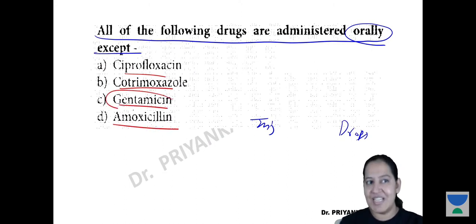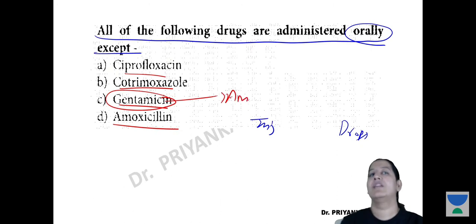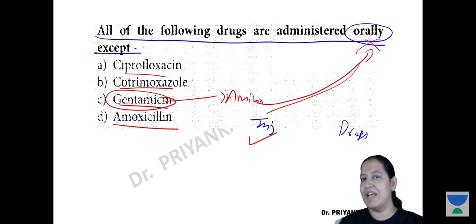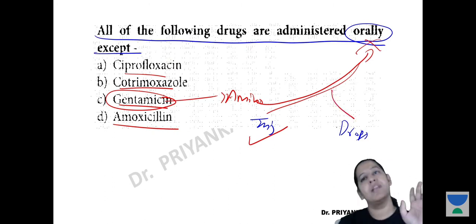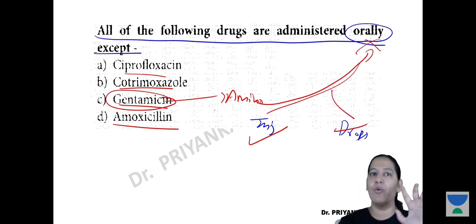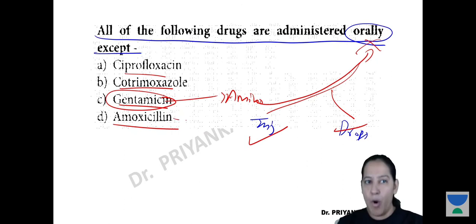So gentamicin is an aminoglycoside and aminoglycosides are not available orally. Either they are available in injectable form, that is systemic, or they are available in the form of drops. So a tablet of an aminoglycoside does not exist. Amoxicillin is a penicillin. Penicillin tablets are there.